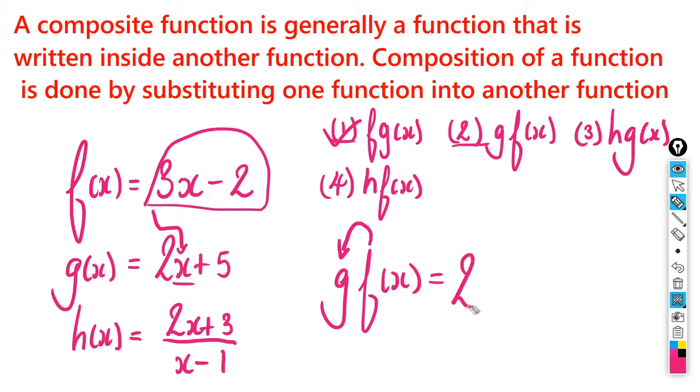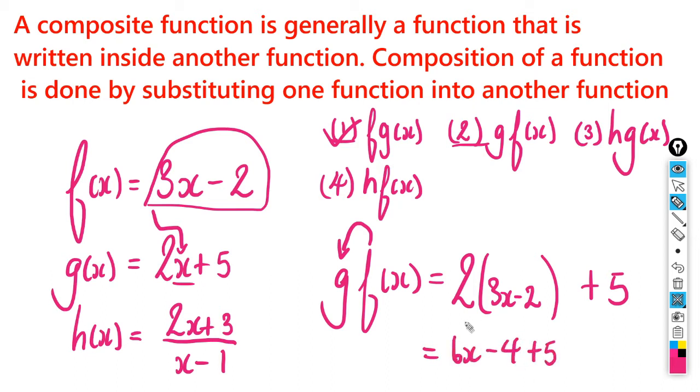So of course we're going to put 2, and a bracket, plus the 5, because that's g of x, that's this function. Then we're going to put 3x minus 2 inside g of x, which is exactly what we did. And of course this is going to end up giving us 6x minus 4 plus 5, when the 2 is multiplied by the 3x and the 2 is multiplied by the minus 2. And this would actually end up being 6x plus 1.